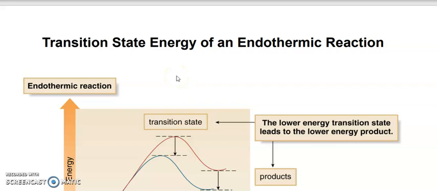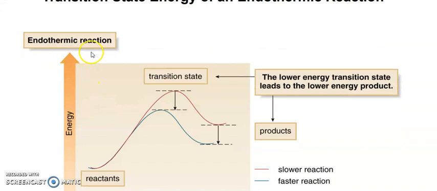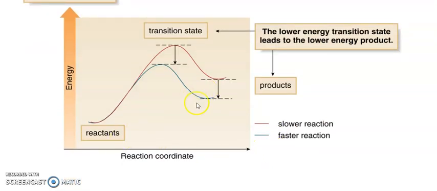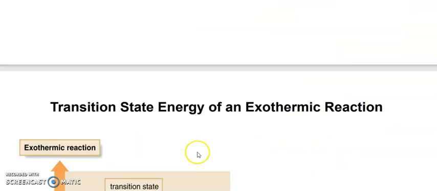Transition state energy of an endothermic reaction: you can see in an endothermic reaction the energy increases. Here is the difference between the transition states. The lower energy transition state leads to the lower energy product. Here are the reactants, and these are the products. So slower reactions and faster reactions along the reaction coordinate.